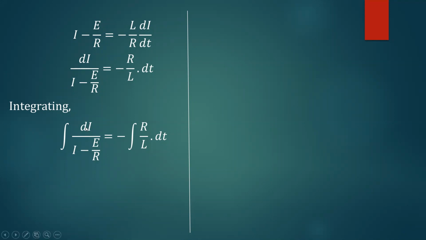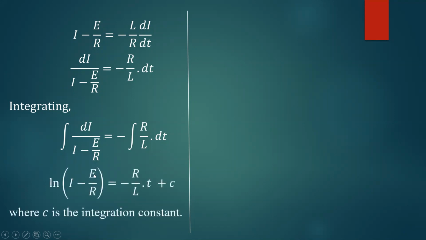So what is the integration of this dI by (I minus E by R)? This is 1 by (I minus E by R), a formula is there. So the integration is ln of (I minus E by R), where ln means log to the base e. That is equal to R by L is constant, integration of dt is t, plus some integration constant c. Because it is an indefinite integral, there are no limits, that's why we get the integration constant c.